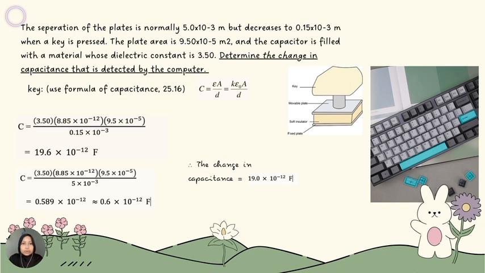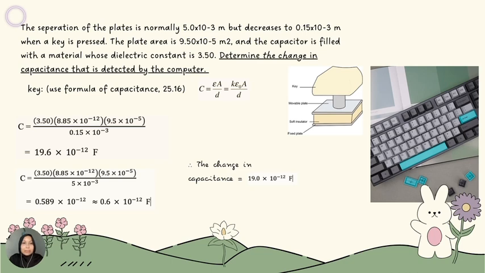This 3.50, the symbol is K here, and they want us to determine the change in capacitance that is detected by the computer, meaning that they want us to determine the capacitance when the key is pressed and the capacitance when the key is not pressed. So to find that, we use this formula because they already gave us the dielectric constant 3.5. Okay, so we use this and then we put in the value.